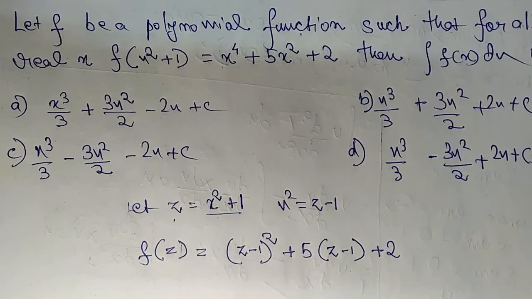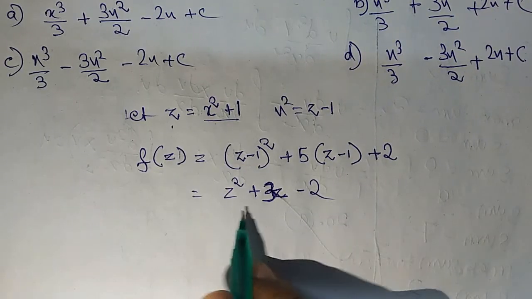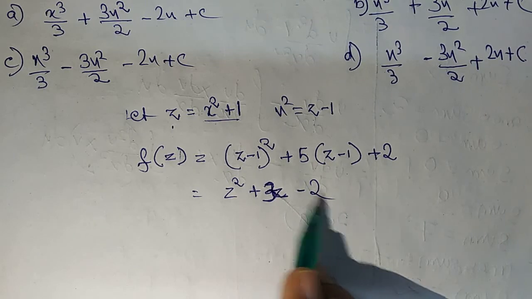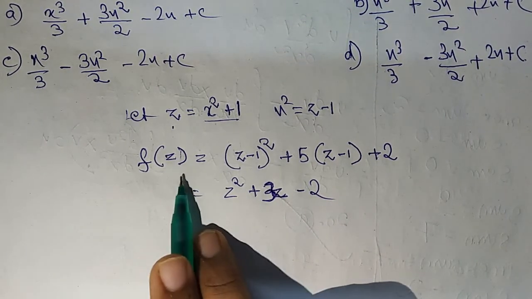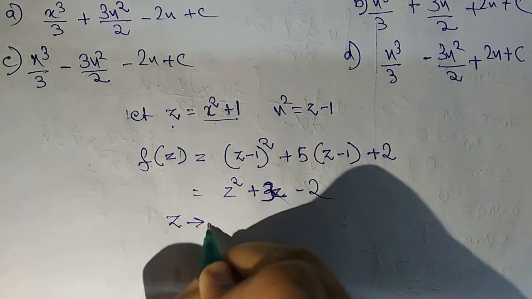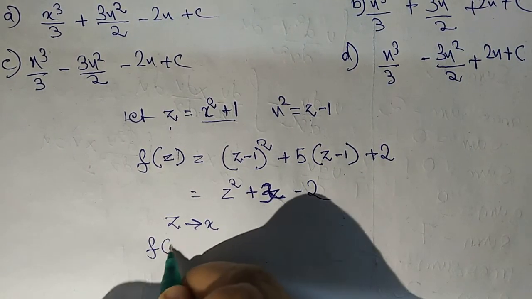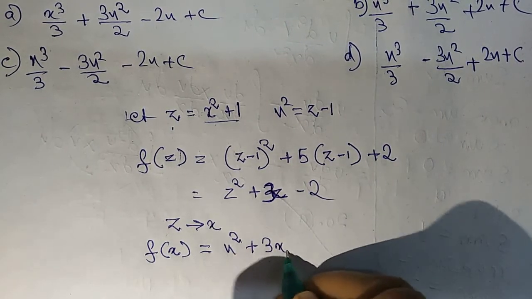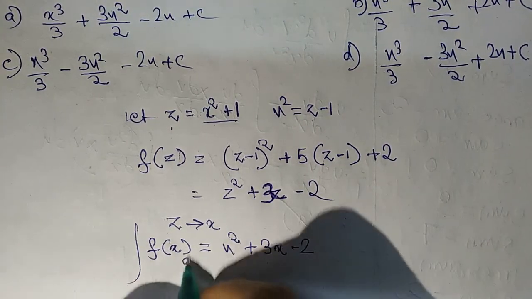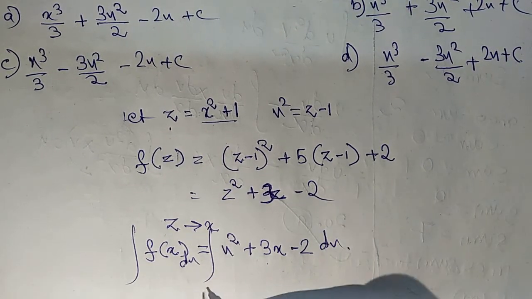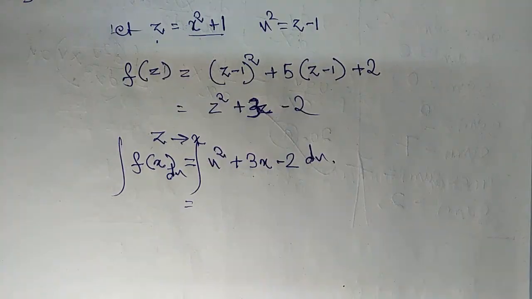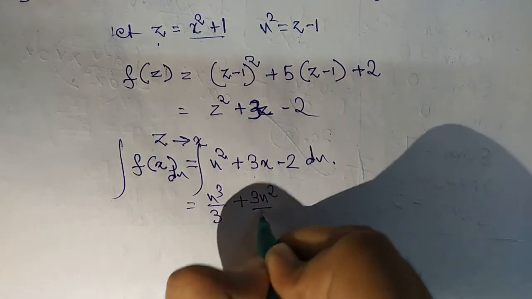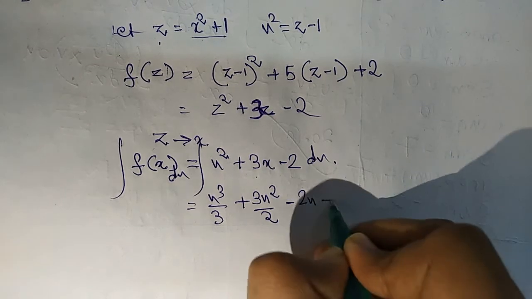Now I will simplify it. Simplifying this will give z square plus 3z minus 2, and this is equal to f of z. Now I will replace z by x. So f of x is equal to x square plus 3x minus 2, and I will integrate both sides. It will give nothing but x cubed by 3 plus 3x square by 2 minus 2x plus c.